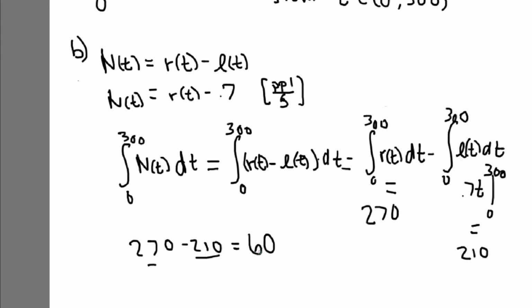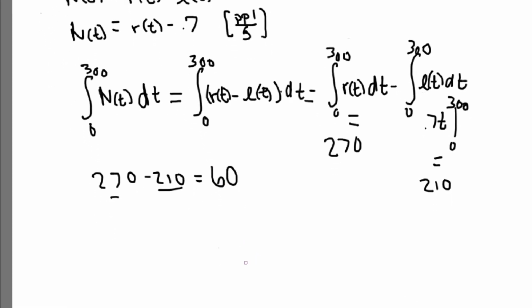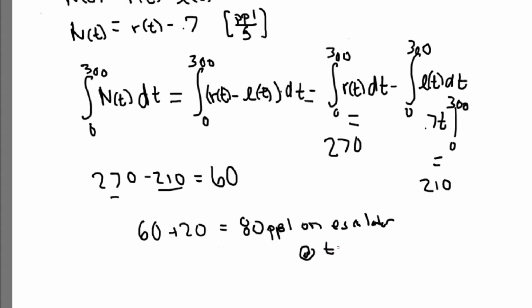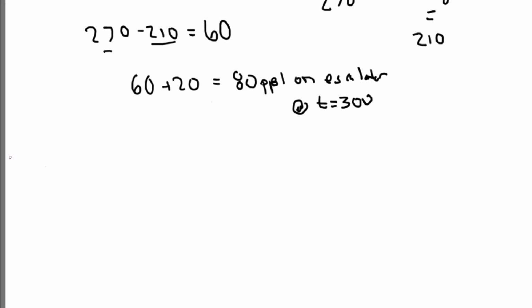Now, one little caveat, or point to be careful of: the problem states that you start off with 20 people. So really, it's 60 plus 20, which is 80 people on the escalator at t equals 300. All right, and then let's move on to part C.